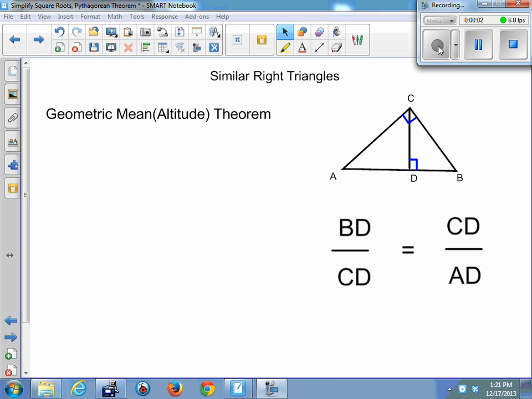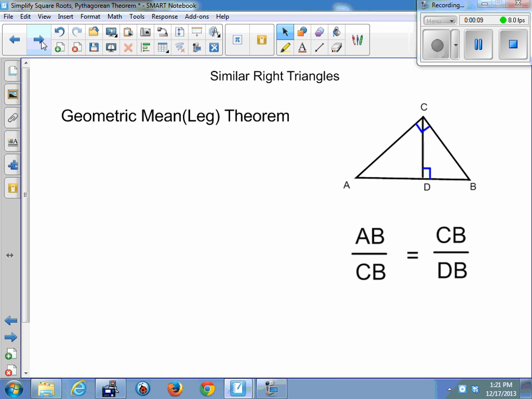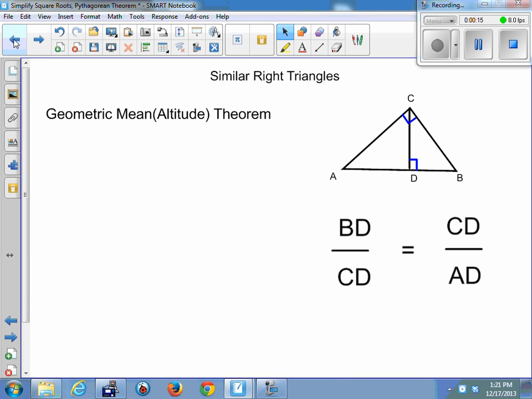Today we're going to do some geometric mean using the altitude, and then later we're going to get into using the legs. So there's two different things that we're going to get today. These are like the weird right triangles where we have the altitude. The altitude is the distance from C, which is at the right angle, and it's the height of the triangle using the base AB. So it looks a little weird, but we'll talk about the things that go on.